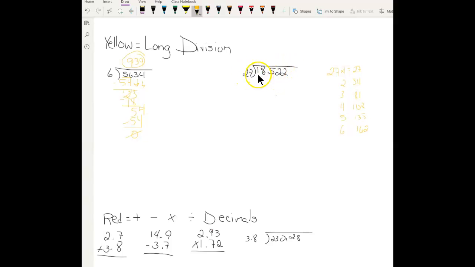So 27 goes into 185. Looks like it's going to be 5 because 6 is too much. No, it's going to be 6. Boy, my brain's not working sometimes. So 6. And notice I put it above the 5 because we have to keep things all lined up. So now we know that 6 times 27 is 162. We subtract that. We have 23 left over. Bring down that 2. Now we have 232.